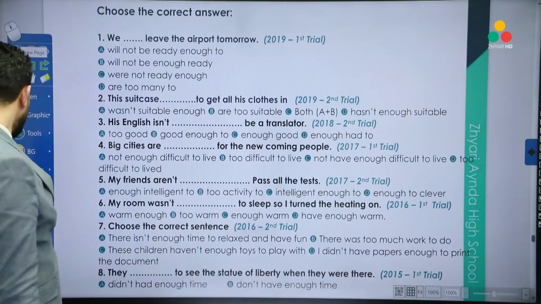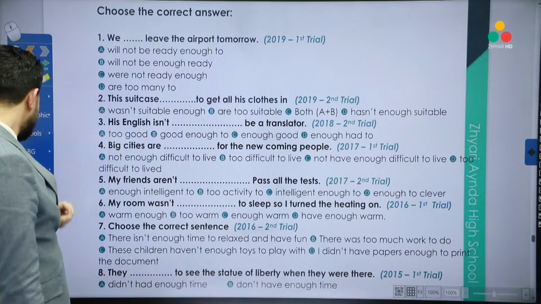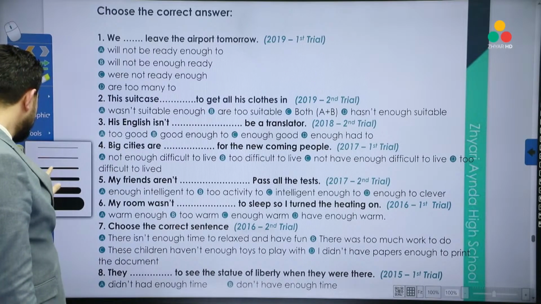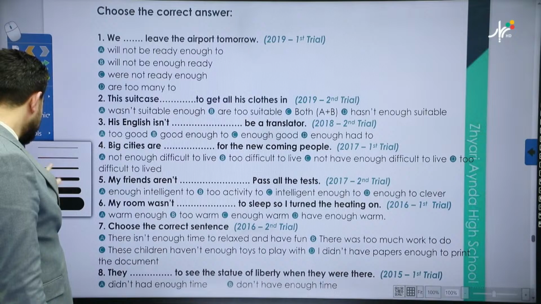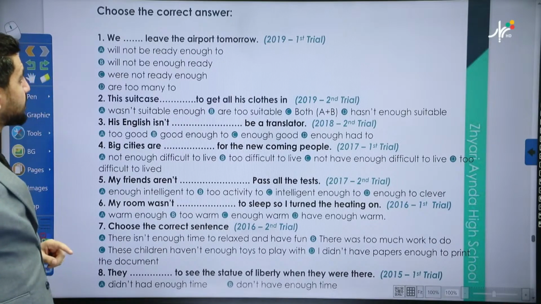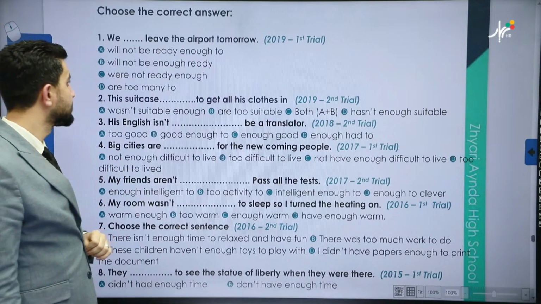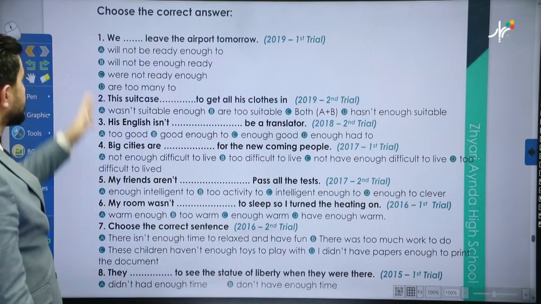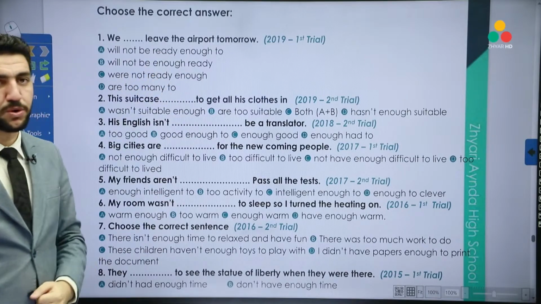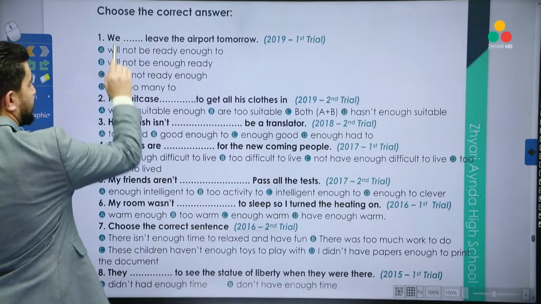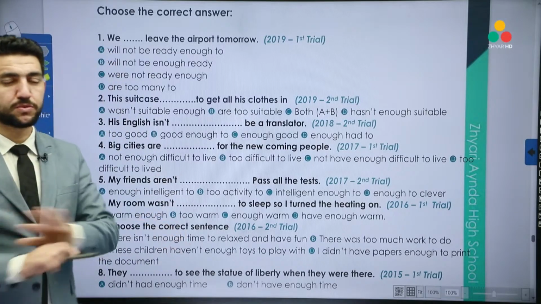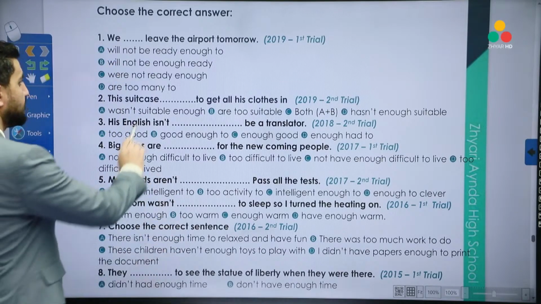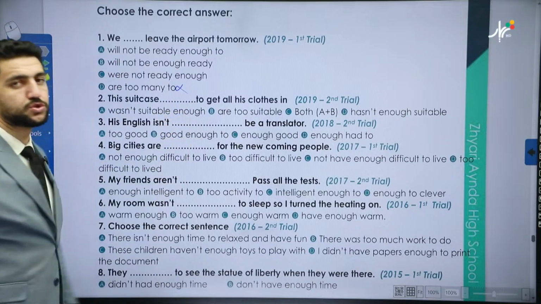The first one, you do it. Use the trick. Don't forget the trick. The trick is very important. Let's take a look. We leave the airport tomorrow. Do we have verb be here? Is, are, was, were? No. So, if we have any too much and too many, wrong. Do we use too much and too many? No. We don't use too much and too many.